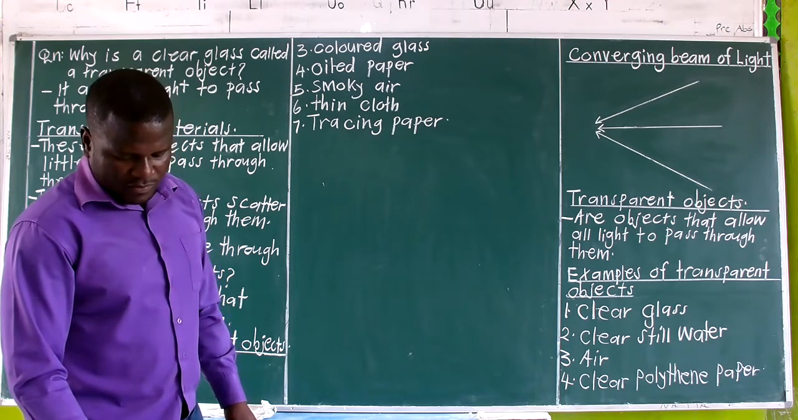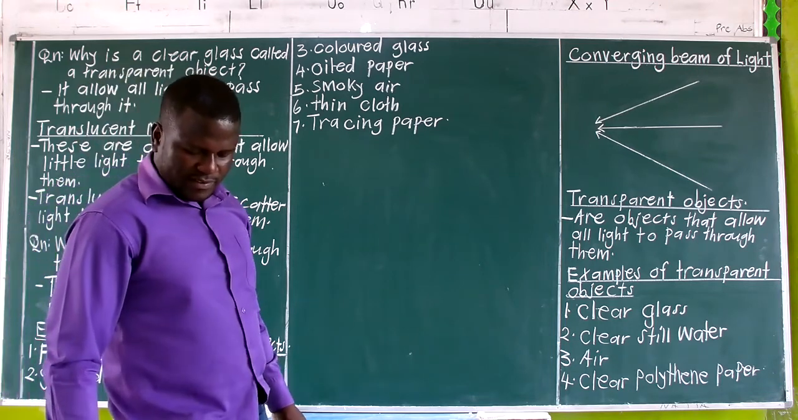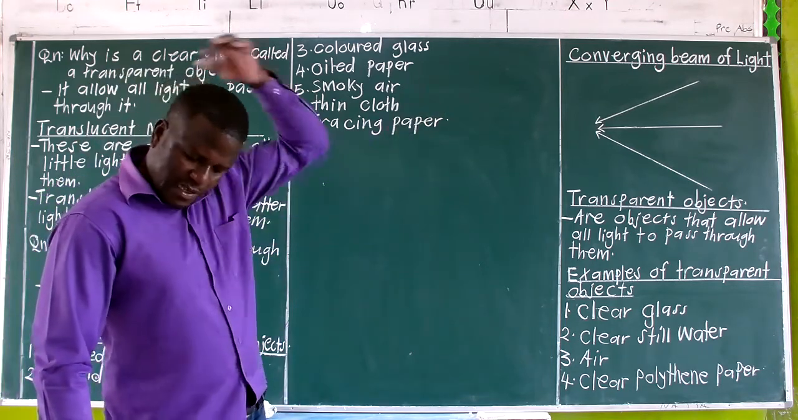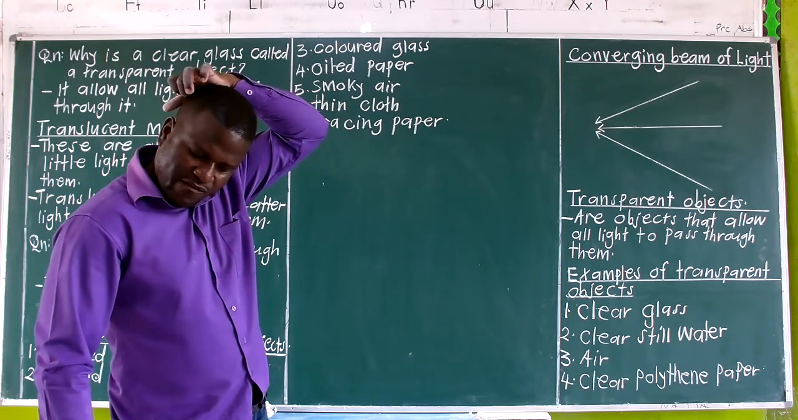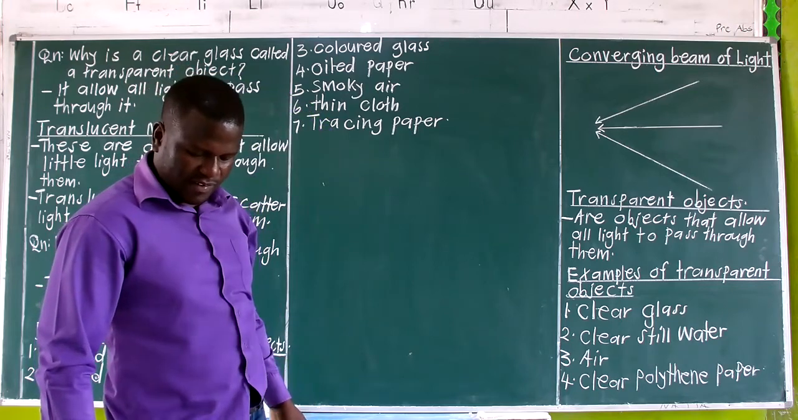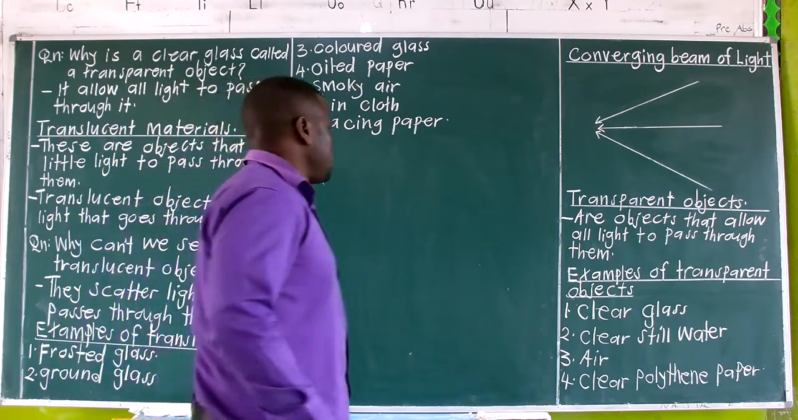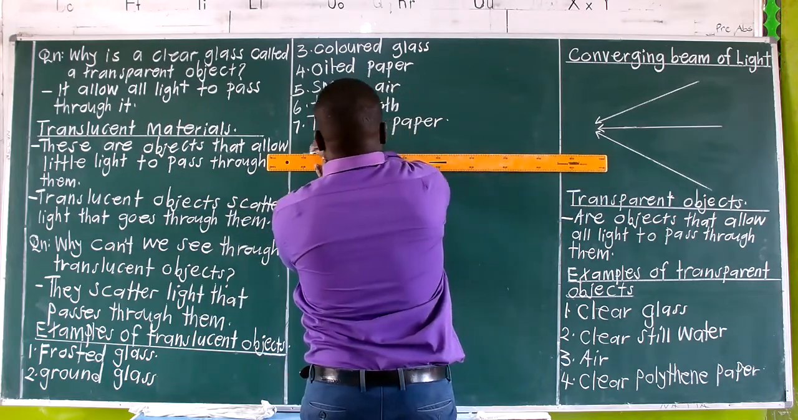Then they ask you the effects of light on translucent objects. These translucent objects allow light to pass through them, and they diffuse or scatter light that passes through them. That's the effect. Then we look at opaque objects.